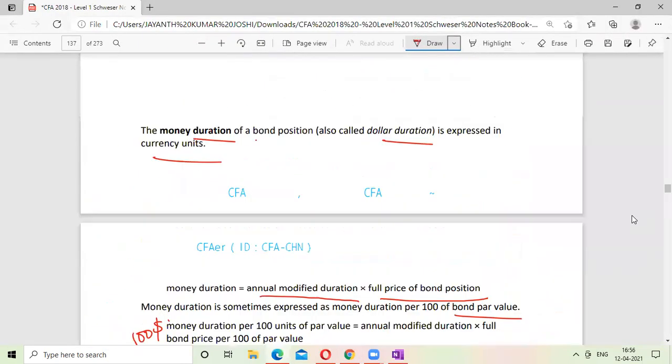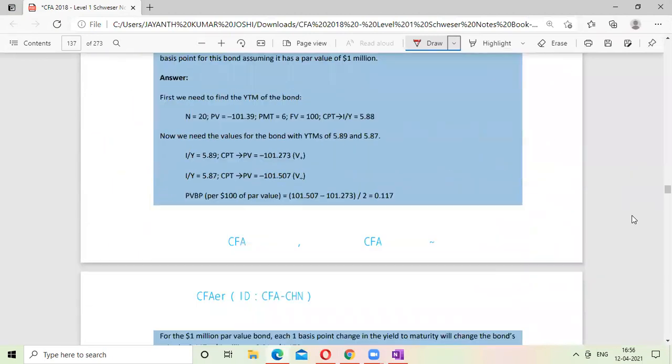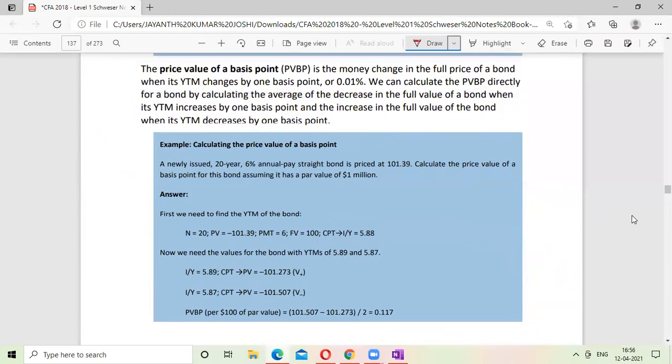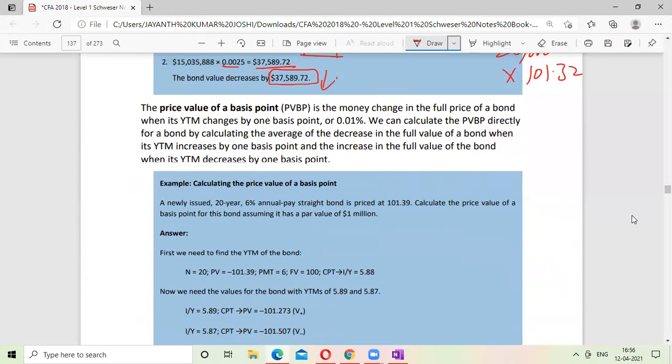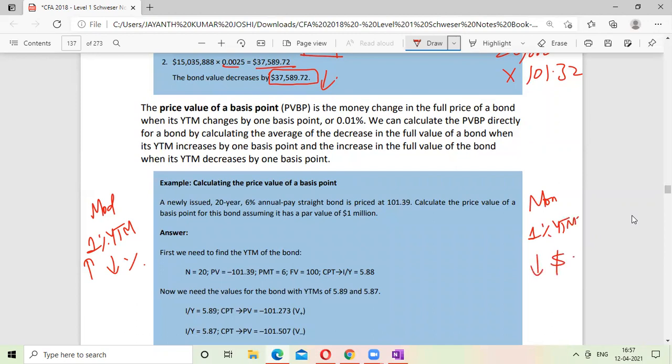Now we are going towards the price value of basis point. So what does this price value of basis point say? When you have seen the modified duration, for a 1% change in yield to maturity, that means if your yield to maturity increases, your bond value decreases by a certain percentage. In money duration, you have seen if there is a 1% change in yield to maturity, your bond value decreases by some dollars. Okay, this is what you have seen.